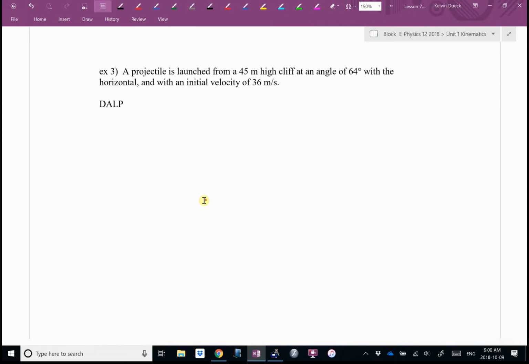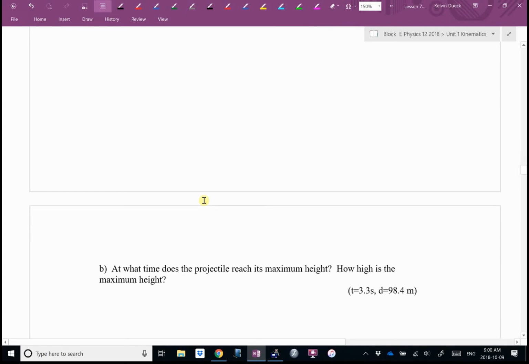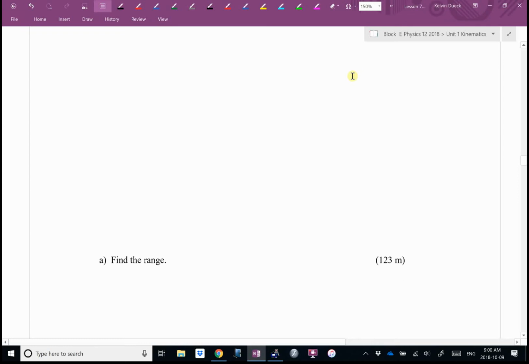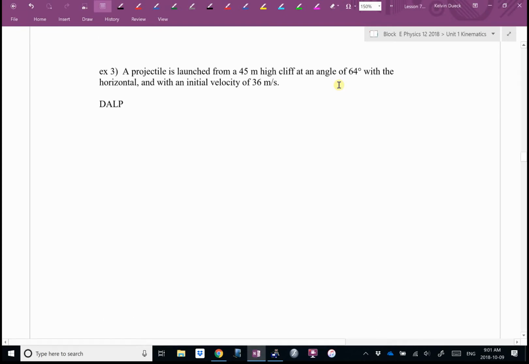Example 3. We have done part of this already. First of all, I like example 3. On your test, almost certainly I'm going to give you cliff at an angle, and I'll probably ask you to find the range. If I give you the range and say find the height, that makes the question really easy. And I want something to have a little bit of teeth.